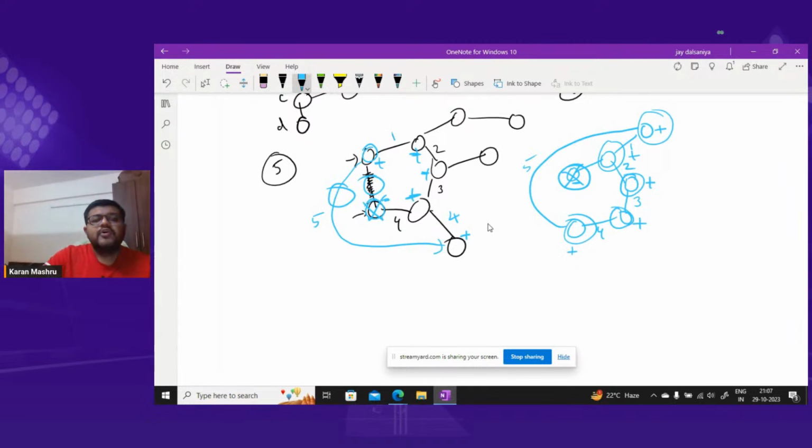Are you getting my point? So if I remove an edge between two nodes which are a part of this cycle and add a new edge between two nodes such that one node is a part of the old cycle and one node is not a part of the old cycle, I will get a cycle of the same length. Is this much clear?